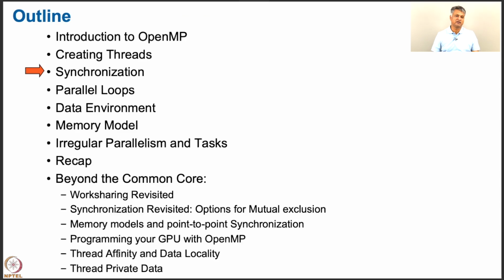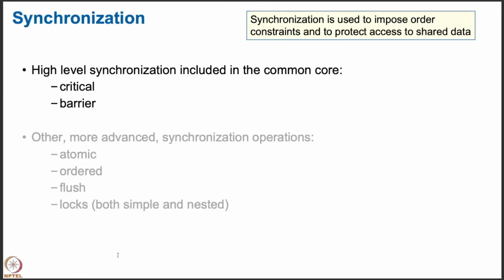So now we will look at certain synchronization constructs using OpenMP. We can do high level synchronization using statements such as critical or barrier, and we will discuss this in detail. There are other advanced synchronization operations such as atomic, ordered, flush and locks, which we will look at in the later part of the course.